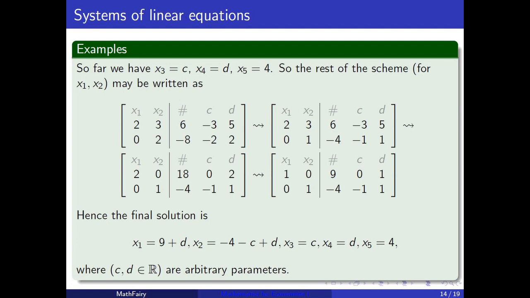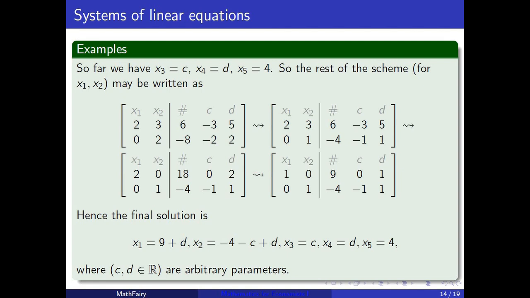Now let's take a look at what this means for our solutions. So just reading off what row 1 says. Row 1 says that x1, so 1 times x1, is equal to 9 plus 0 times c, which we don't write down, plus 1 times d. And the second row says that 1 times x2 is equal to negative 4 minus 1c plus 1d, which we can see here in the middle.